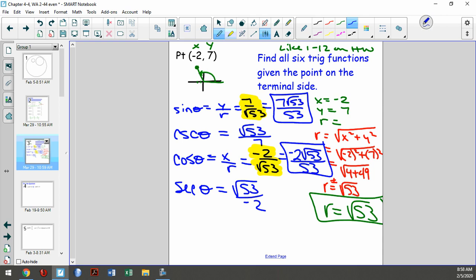The last 2 trig functions I need are going to be tangent. Tangent of theta is your y value over your x, which is simply going to be 7 over -2, which implies that your cotangent is going to be what? X over y, which is the reciprocal, -2 over 7. Do you understand how I found the 6 trig functions there, yes or no? Very easy, yes?